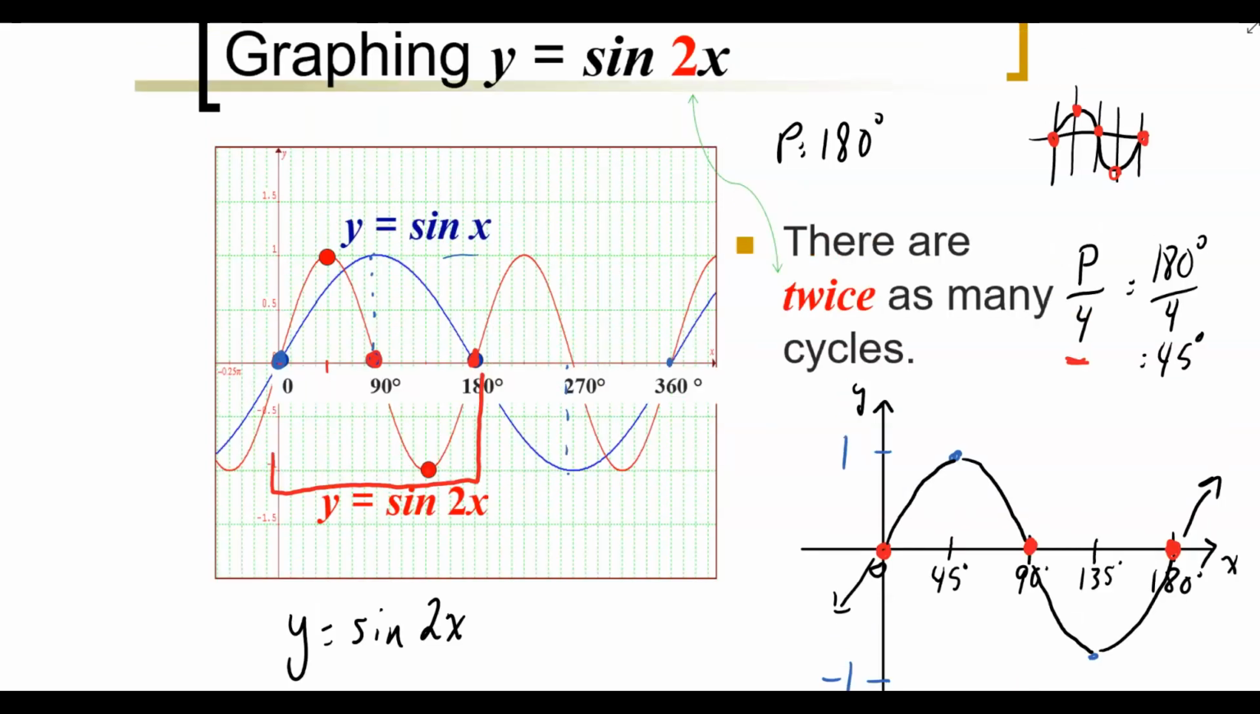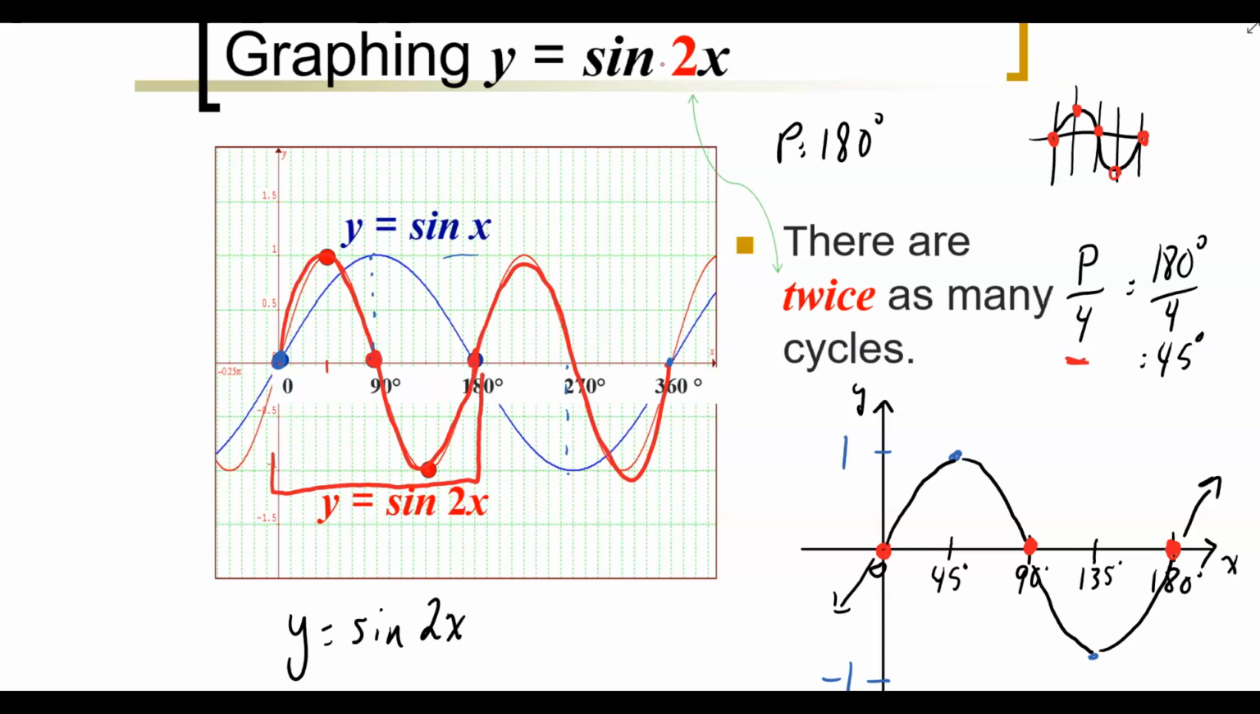So to make a general statement about what this 2 did, what the 2 did is it gave us 2 full wavelengths in 180, because we can see we have one there and a second one there. So that 2 tells us how many waves we will get in 180, therefore the period is half of that.